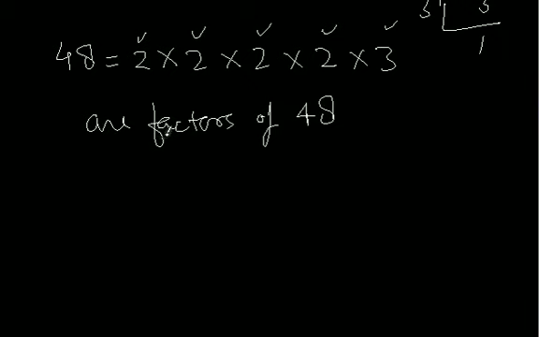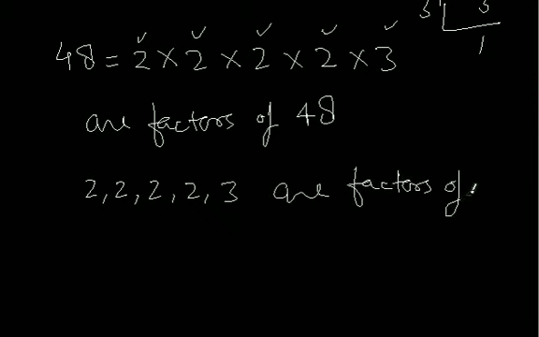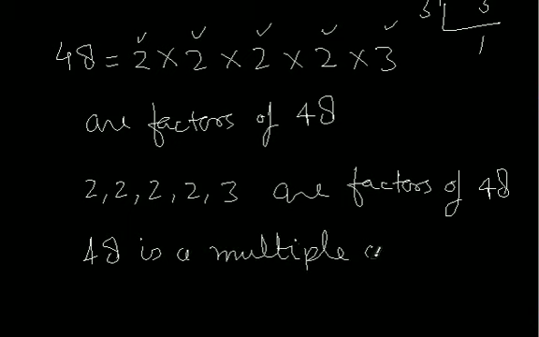Now, if we take the reverse thing, in the sense, we can say 48 is a multiple of 2. Right? So we will say, let me write it here, 2, 2, 2, 2, 3, all these numbers are factors of 48, right? At the same time, we will say 48 is a multiple of 2 and 48 is a multiple of 3 also. And of various other products also.